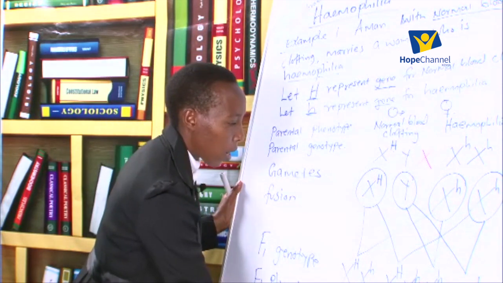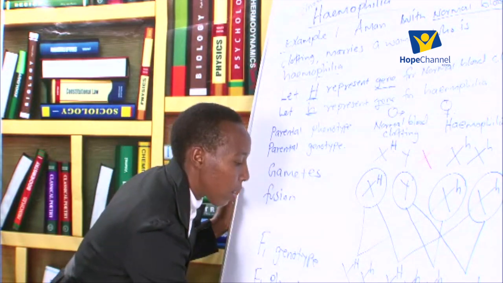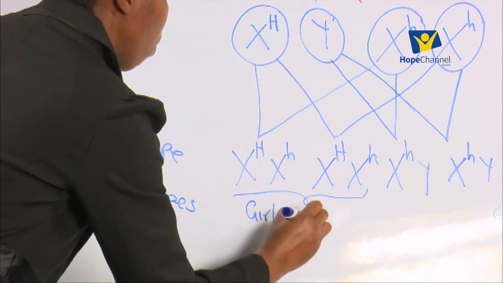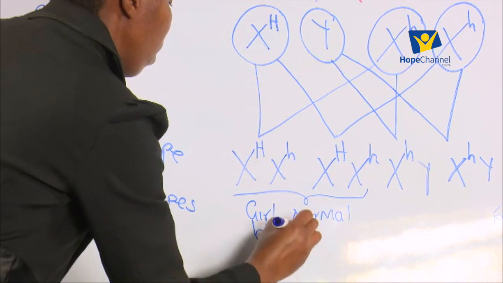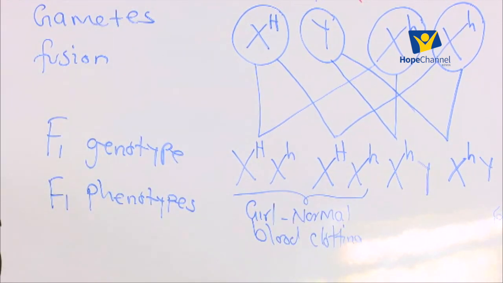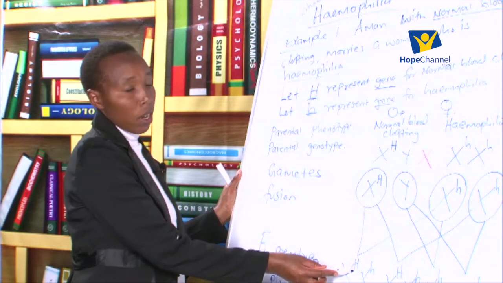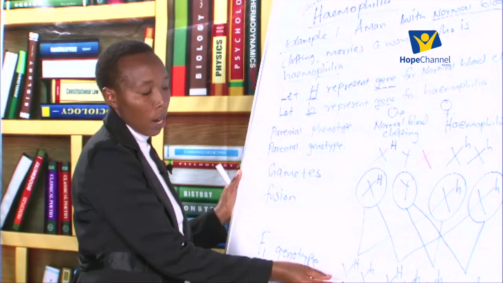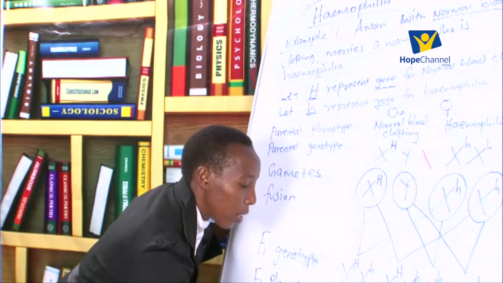these are 2 girls. And these 2 girls are girls with normal blood clotting. Why am I saying they have normal blood clotting? Because they have the gene for normal blood clotting, which is a dominant gene. So it will suppress the gene for hemophilia. So at the end of the day, these girls are what? They are carriers.